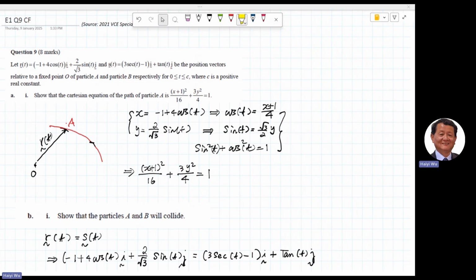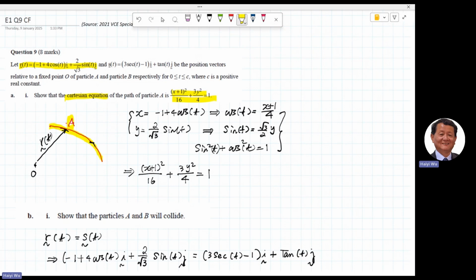This question has partial questions. We have r(t), which is the position vector, the curve in red. So that's a red curve. The particle A travels along this red curve. This is the path of the particle. We need to prove it in Cartesian form, so we need to convert from the vector form to Cartesian form to see if it's true.